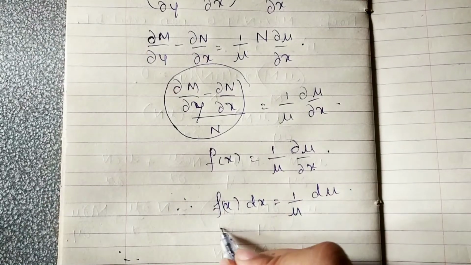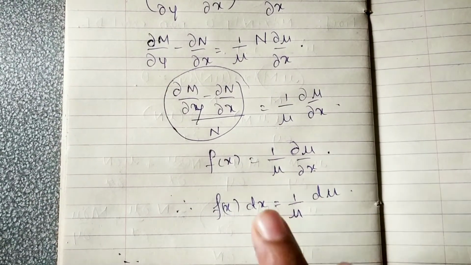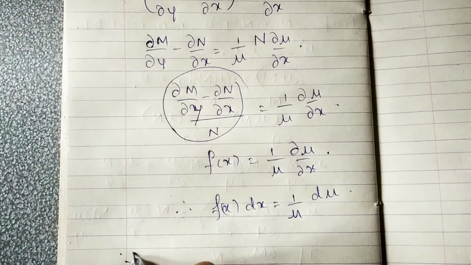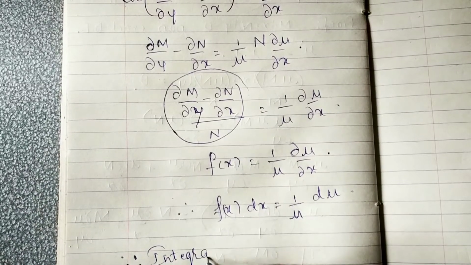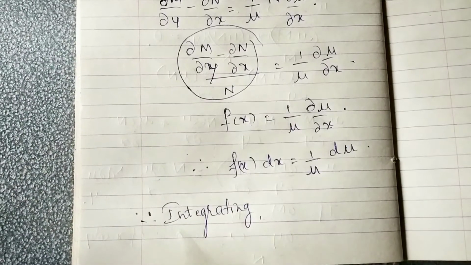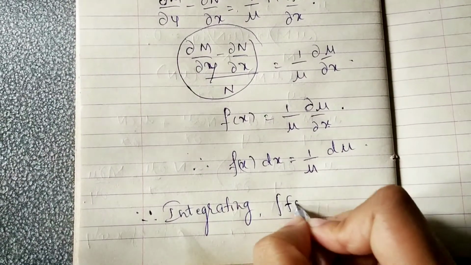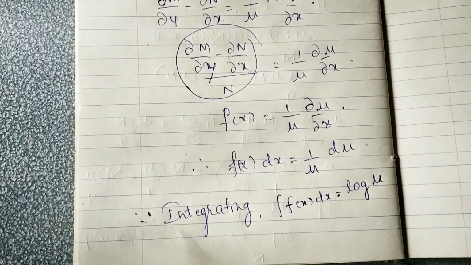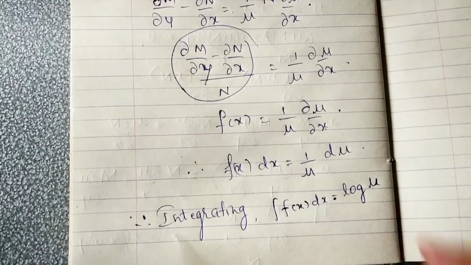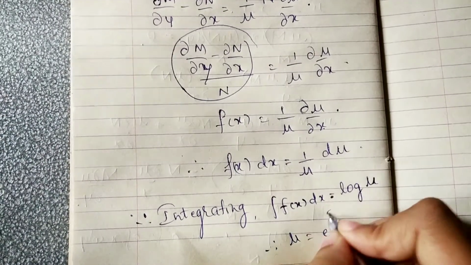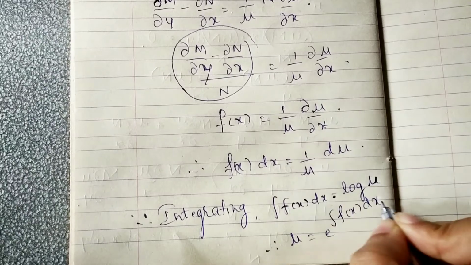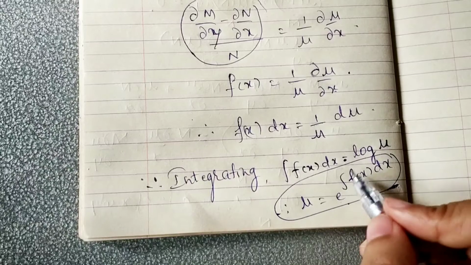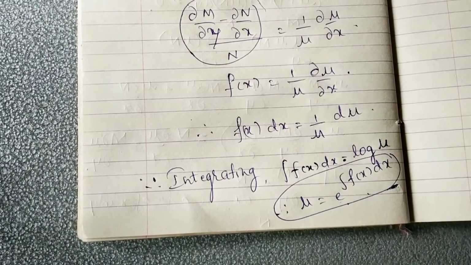Therefore, now the variables are separated. Now we can use the separable variable form to find the solution. So integration of f of x dx equal to log mu. Am I correct? I am neglecting the integration constant. Therefore, mu equal to e raised to integration of f of x dx. Mu means the integrating factor, which will be equal to e raised to integration of f of x dx. Am I clear?